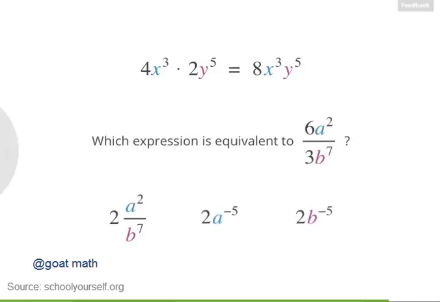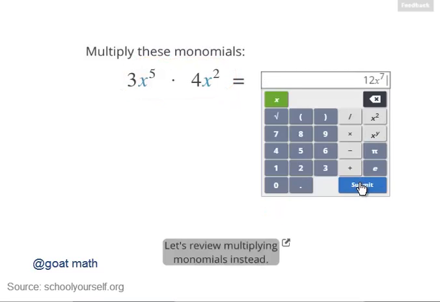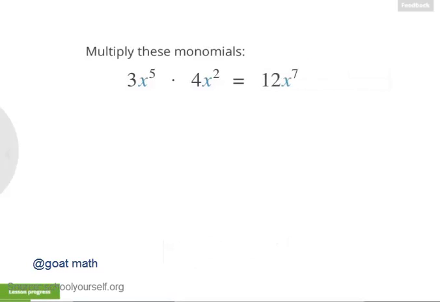So how might you simplify an expression like 6a squared over 3b to the 7th? To get started, go ahead and multiply these two monomials, 3x to the 5th times 4x squared, or click down here to review. Right, this product is 12x to the 7th. So great, you know how to multiply monomials.